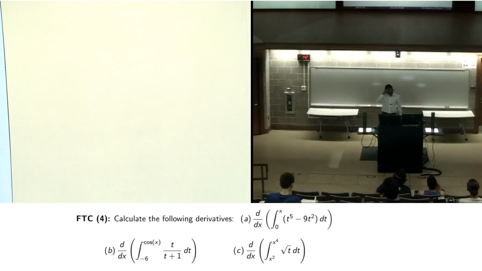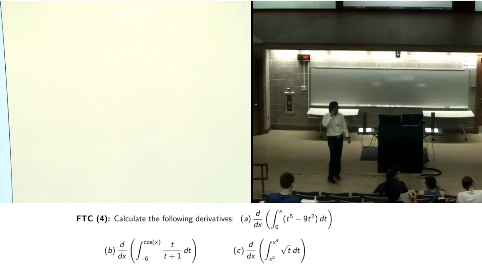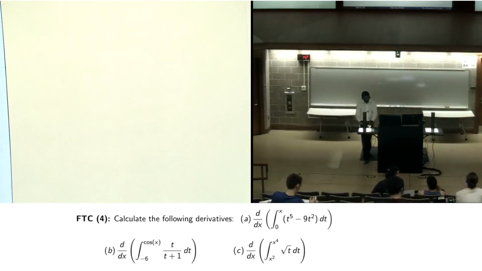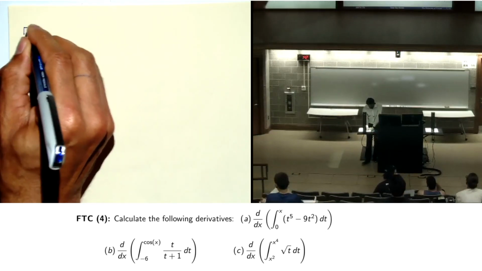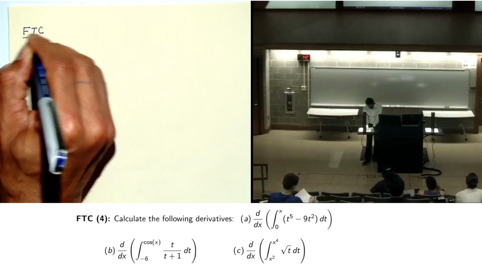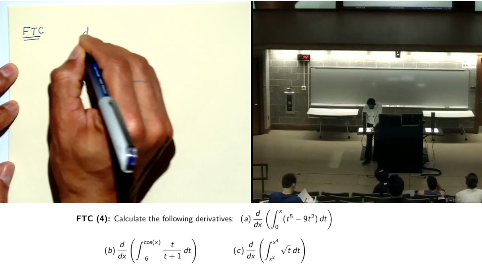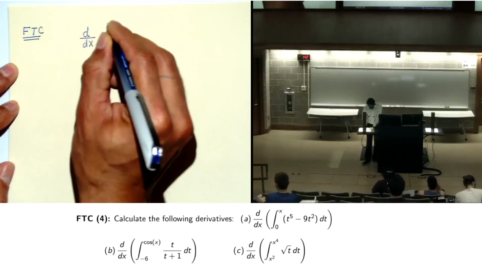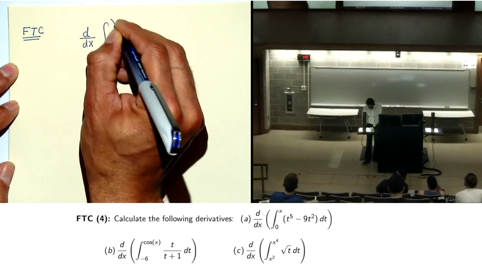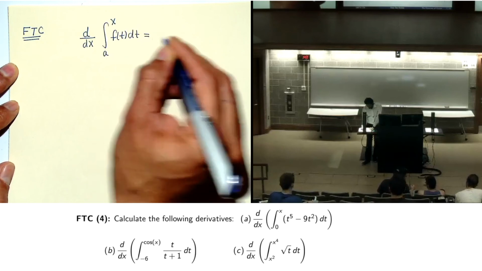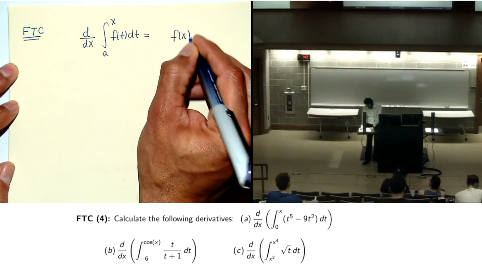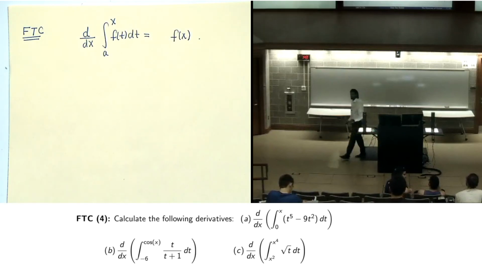Okay, this is my favorite question, question number 4. This is almost always in your exam. This is again the fundamental theorem of calculus, and now I'm really going to write down what the fundamental theorem of calculus, FTC, is. It tells you d/dx of the integral from a to x of f(t) dt is equal to f(x). This is a form of the fundamental theorem.